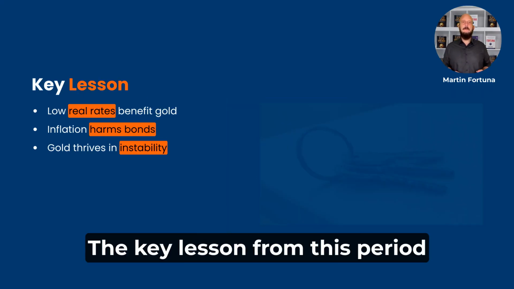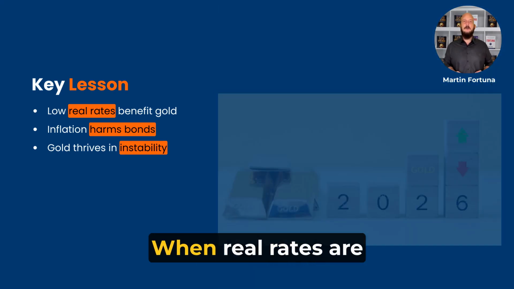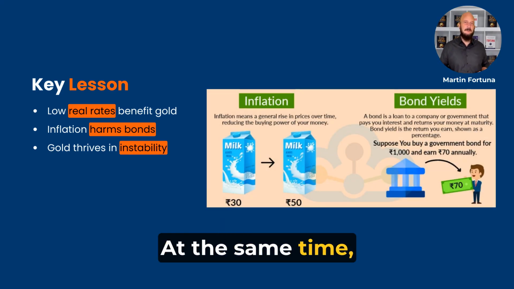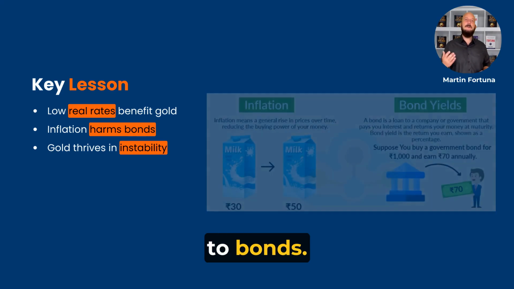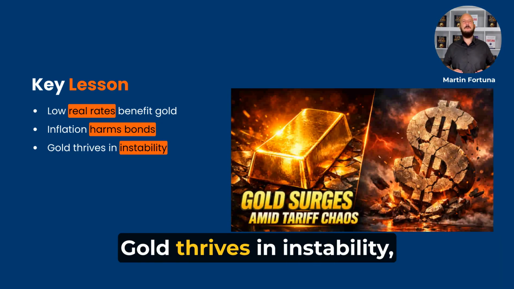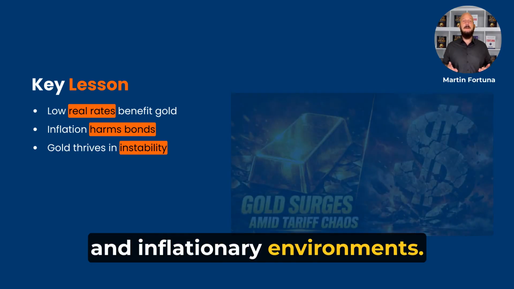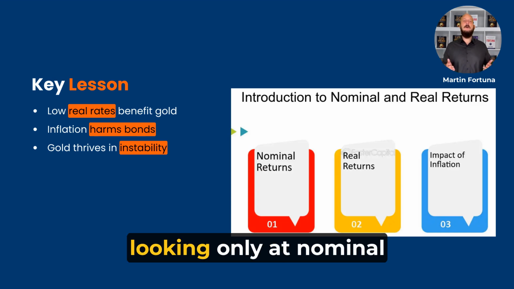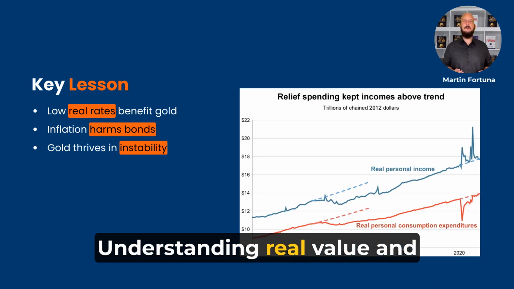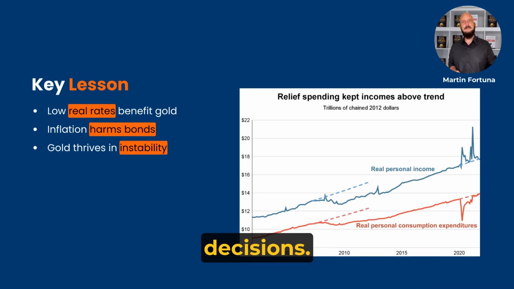Key lesson. The key lesson from this period is the importance of real interest rates. When real rates are low or negative, gold becomes more attractive. At the same time, high inflation is harmful to bonds. Their fixed returns cannot keep pace with rising prices. Gold thrives in instability, uncertainty, and inflationary environments. This period clearly shows that looking only at nominal returns is not enough. Understanding real value and economic context is essential for making informed investment decisions.